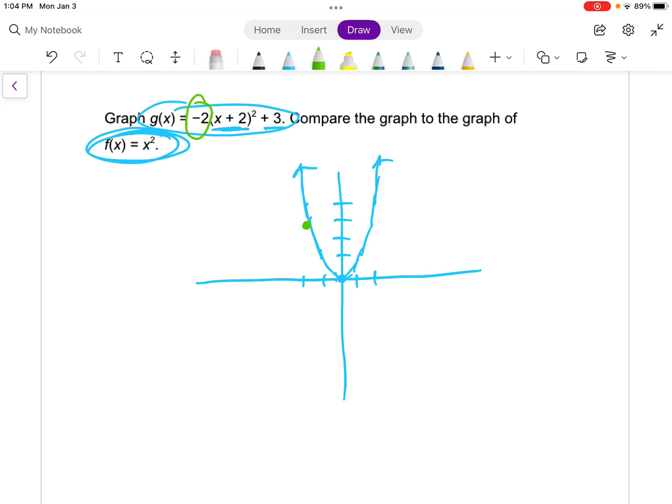The negative 2 does two things. It reflects it down, plus there's a stretch. So normally I go over 1 and down 1. But because I'm timesing by 2, I'm going to go over 1 and down 2. And there'll be another point over here on the other side. My next point is normally I go over 2, right? And then I go up, and normally I go up 4 or down 4. But because I'm timesing by 2, I'm going to go down 8. So over 2 and down 1, 2, 3, 4, 5, 6, 7, 8. Then there's another point over here. So my graph ends up looking something like that. Okay. So all those same transformations we've already done with absolute values.